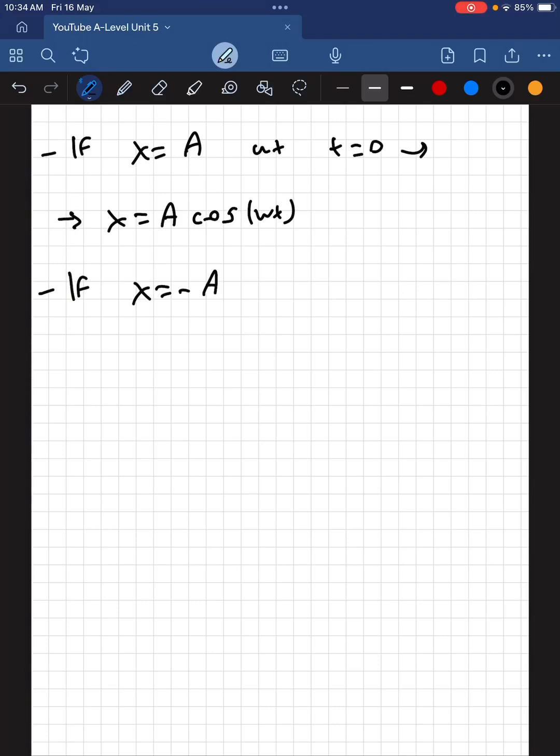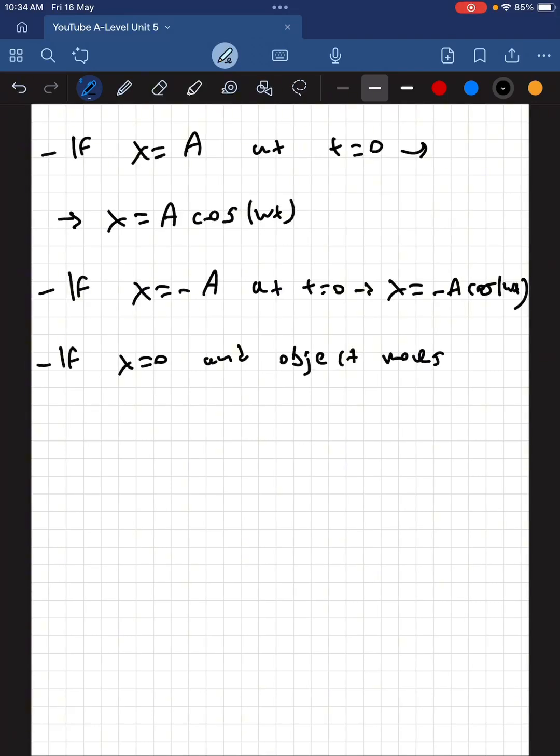If x is minus a at t equals 0, then x is naturally minus a cos omega t. Now, if x is 0, this is the case we studied, and the object moves to the right, which means that it has a positive velocity, then x is a sine omega t. Why? Because at t equals 0, x is 0, and the velocity is the first derivative of x with respect to time, which is omega a cos omega t, and cos 0 is 1, so the velocity is maximum and to the right at t equals 0.